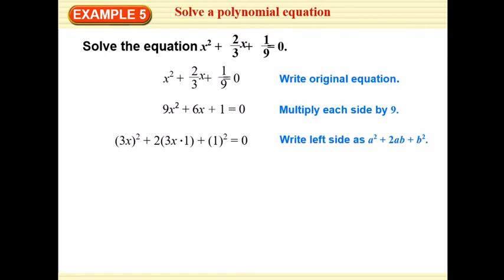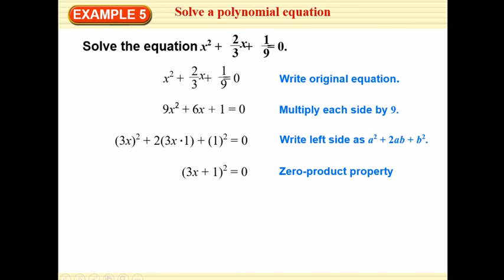Okay, so then I can rewrite it as a pattern, which here is a perfect square trinomial. And I can confirm that my middle term here is a times b. So then I can continue to factor it.